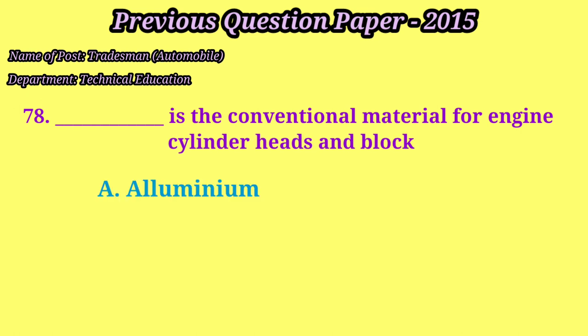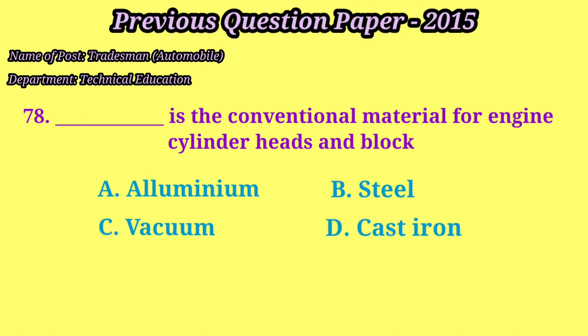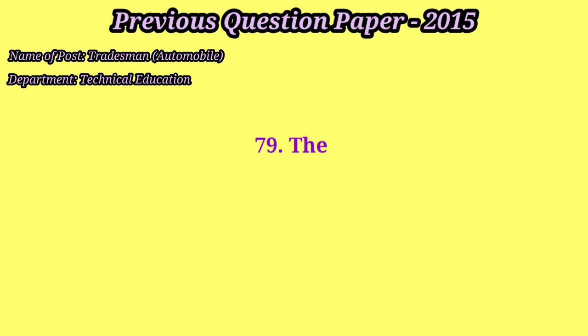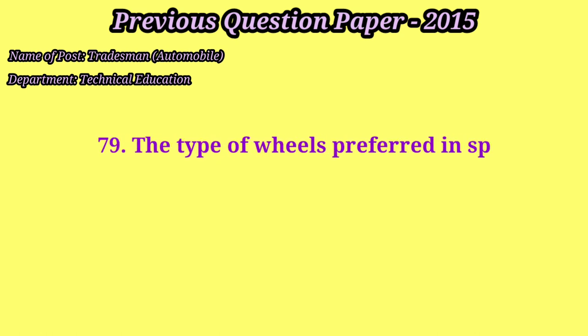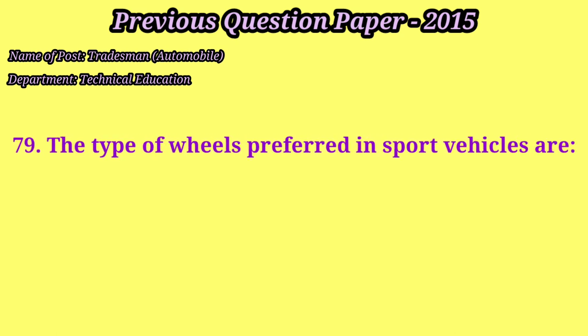78. What is the conventional material for engine cylinder heads and block? A. Aluminium. B. Steel. C. Vacuum. D. Cast iron. Answer: Cast iron.